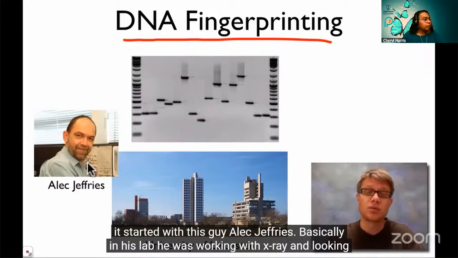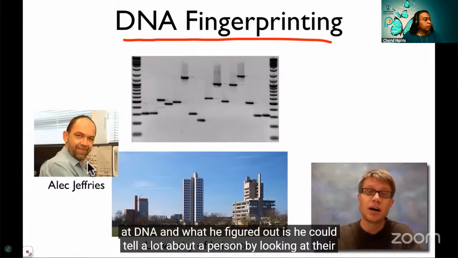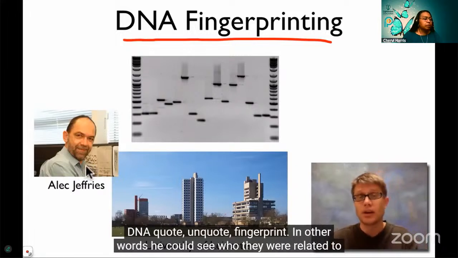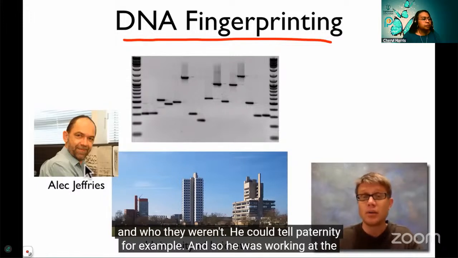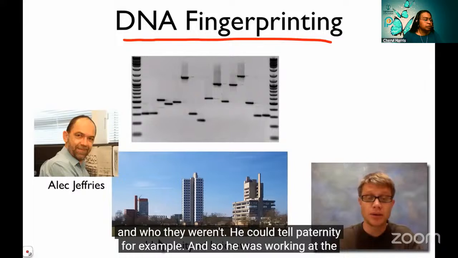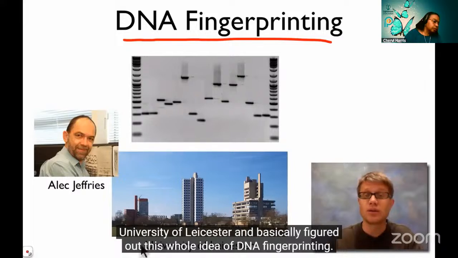Basically, in his lab, he was working with X-ray and looking at DNA. And what he figured out is he could tell a lot about a person by looking at their DNA, quote unquote, fingerprint. In other words, he could see who they were related to or who they weren't. He could tell paternity, for example. And so he was working at the University of Leicester and basically figured out this whole idea of DNA fingerprinting. This is around 1984.